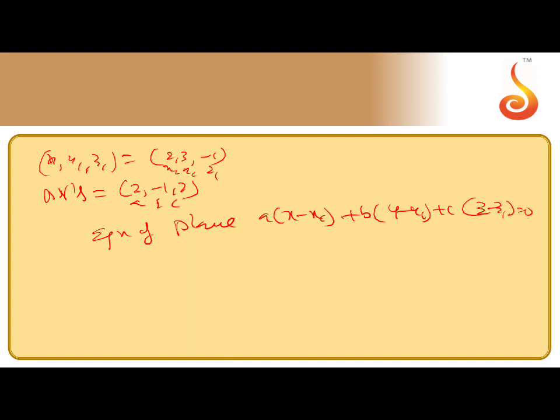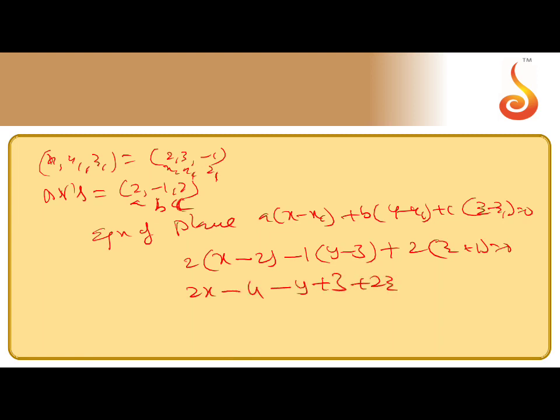This is a very good question. Now a is 2 into (x minus 2); the point is x1, y1, z1, so be careful. Plus b is minus 1 into (y minus 3), plus c is 2 into, these are the a, b, c values, so be careful, (z minus (minus 1)) equals 0. Simplify to get the answer: 2x minus 4 minus y plus 3 plus 2z plus 2 equals 0. Means 2x minus y plus 2z, minus 4 plus 3 plus 2, so plus 1, equals 0. So 2x minus y plus 2z plus 1 equals 0. That is the equation of the plane.